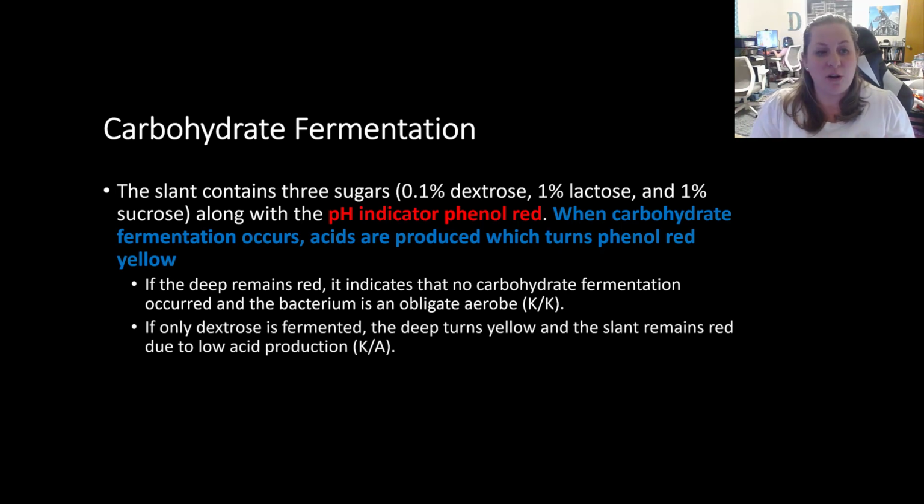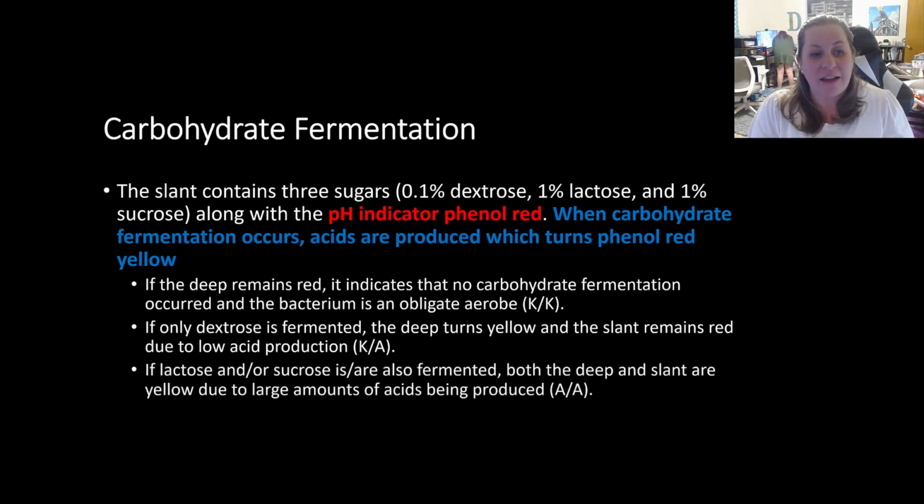If only dextrose is fermented, the deep turns yellow and the slant will remain red due to low acid production. And so we would mark this as a KA. K is going to be the alkaline, A is the acid. Now, if lactose and/or sucrose are fermented, both the deep and slant are going to be yellow. This is due to the amounts of acids being produced, and we mark this as an AA.